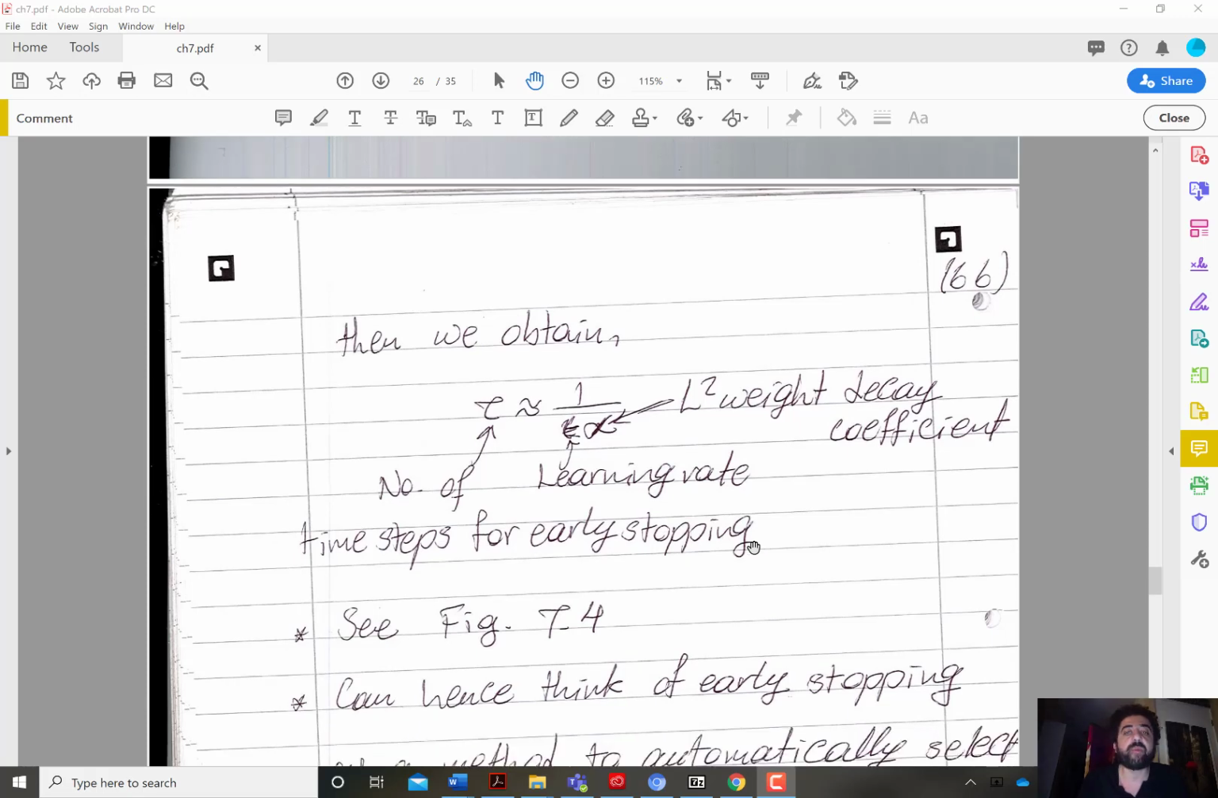Now let's remember what each of these corresponds to. Tau is the number of time steps after which early stopping stops. Epsilon is the learning rate. Alpha is the L2 regularization coefficient, or weight decay coefficient. So that means what?